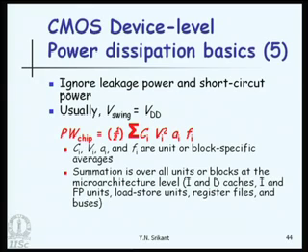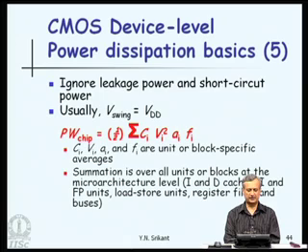Suppose we ignore leakage power and short circuit power. For technologies above 70 nanometer, these two are actually very small, so we can ignore them. Then only dynamic power dissipation is important, and usually the swing voltage is VDD. So, if we take only the dynamic power dissipation, then P_chip will be half sigma C_i V_i squared A_i F_i. In other words, C_i, V_i, A_i and F_i are unit or block specific averages, and we are summing over all the units or blocks at the microarchitecture level.